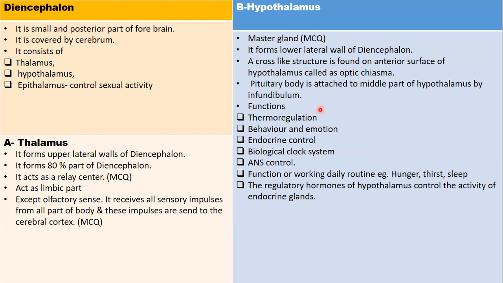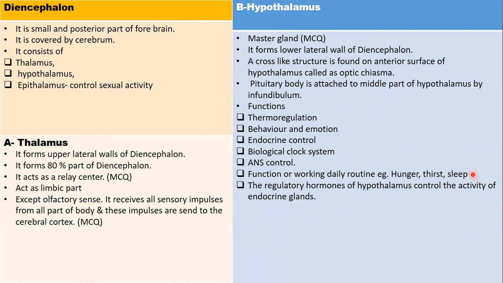Coming to the functions, it handles thermoregulation, behavior, and is the emotional center. Endocrine control is with the hypothalamus, along with the biological clock system, our sleeping cycle and everything. It controls our autonomic nervous system, our daily routine like thirst, sleep, and hunger, as I said already. It also regulates the hormones. So the hypothalamus is concerned with the activity of the endocrine glands.